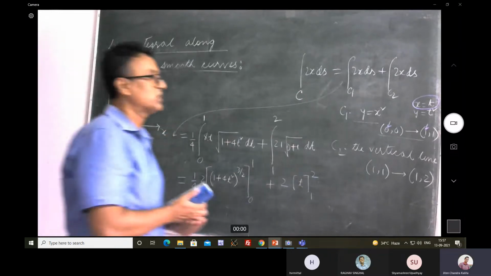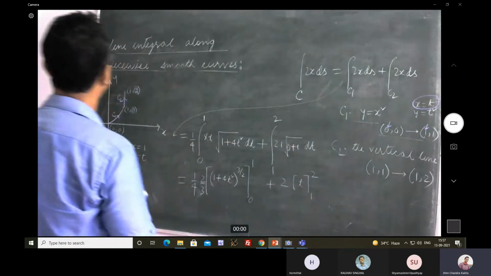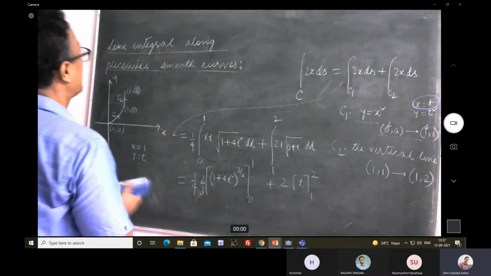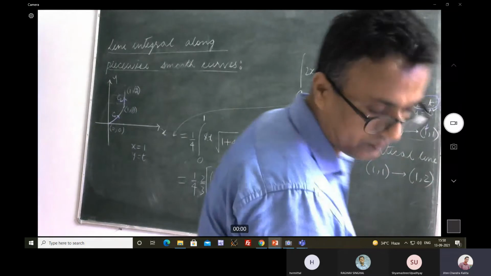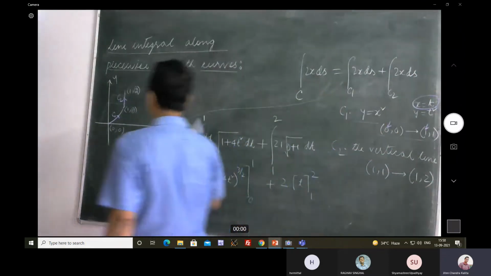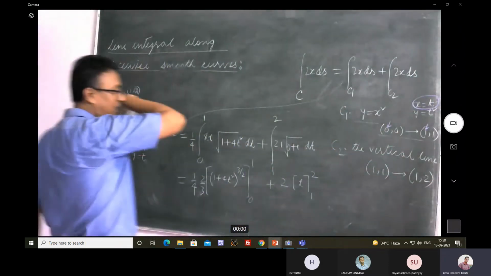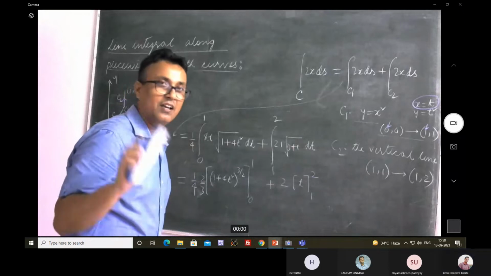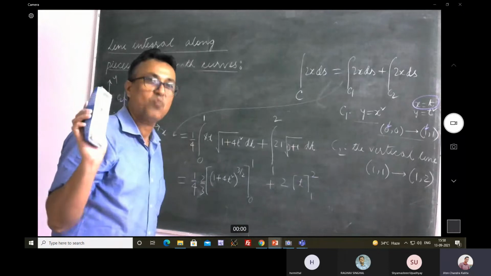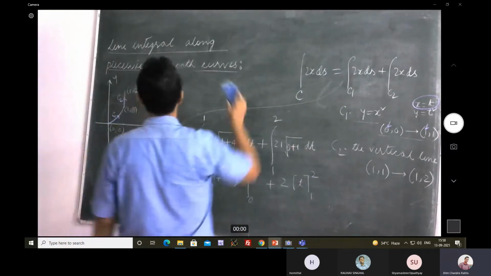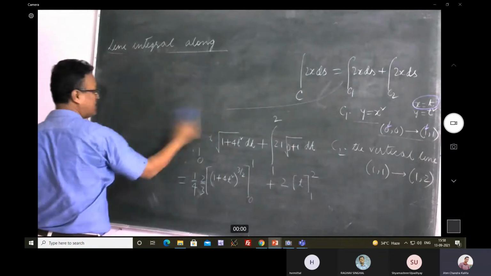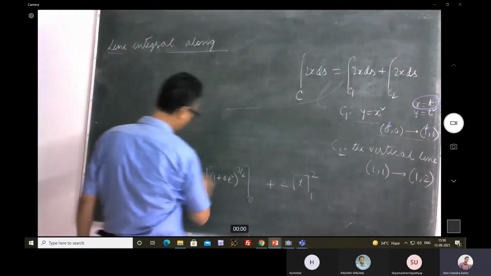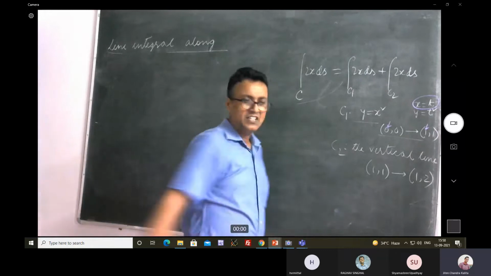So it is about line integral along a piecewise curve. Now let us come to line integrals along the x-axis and y-axis. Or what they do, they simply write it as line integrals with respect to x and y.